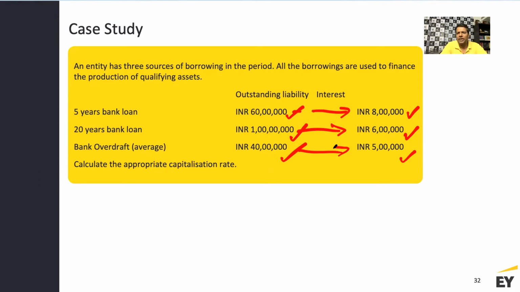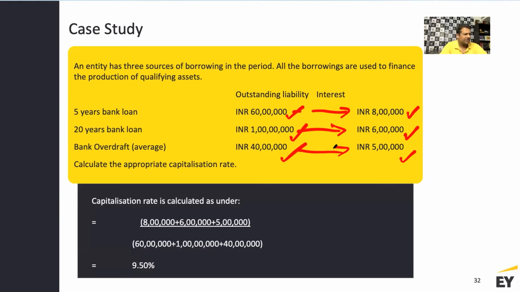Calculate the appropriate capitalization rate. So how are you going to compute this? You're going to first look at the total interest, then look at my total liability, and then you will be able to determine your appropriate capitalization rate, which is total interest over liability, and that becomes your 9.5%.